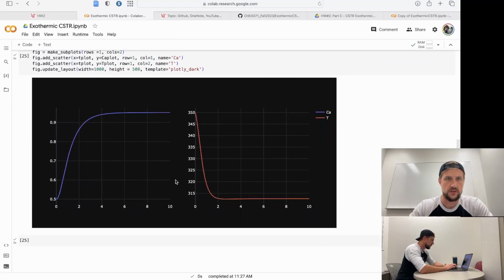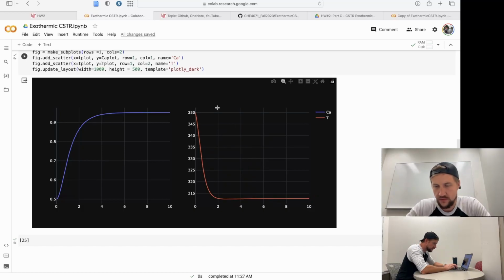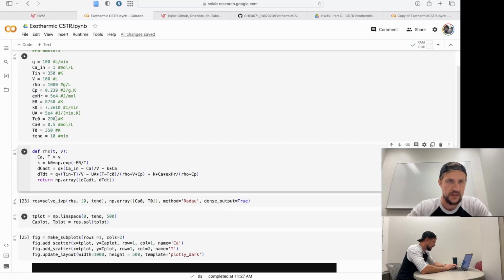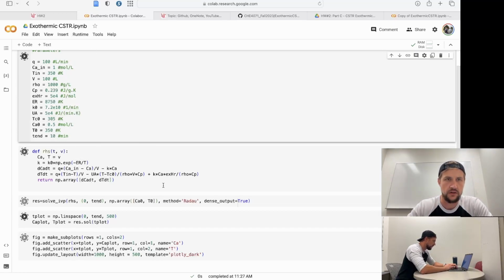Run all. Okay, so we have it still climbing and then reaching a steady state at around 9.8 moles per liter, and then our temperature is dropping in our reactor until it evens out at roughly 312 in the reactor itself. Now if we were to bring our coolant temperature up to 305, I believe that was the other state, yes, 300 to 305. Let's go ahead and run all.